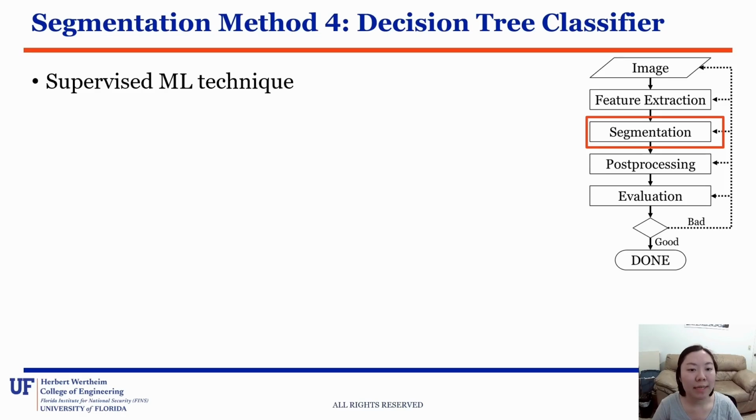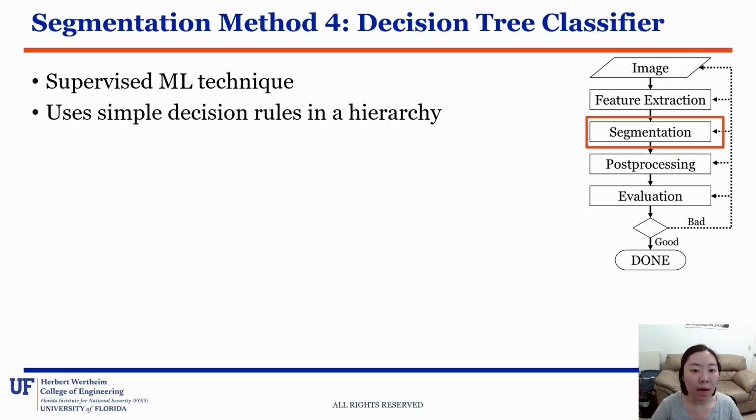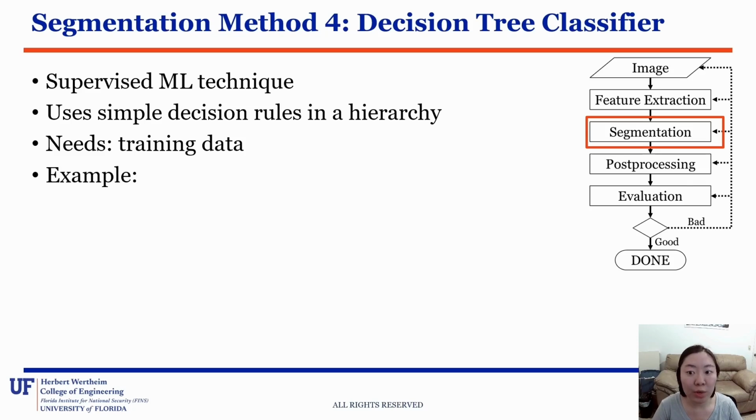Decision tree classification is a supervised machine learning technique that can be used for image segmentation. It operates by using simple decision rules, such as greater than or less than, in a hierarchical fashion in order to classify data. Since this is a supervised technique, it requires training data, or the training features, as well as the training labels from the ground truth. To illustrate its operation, we have prepared the following example.